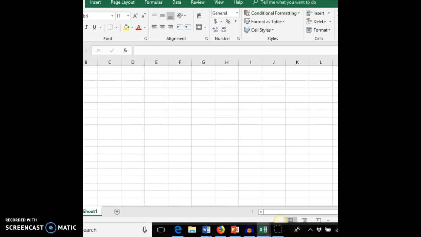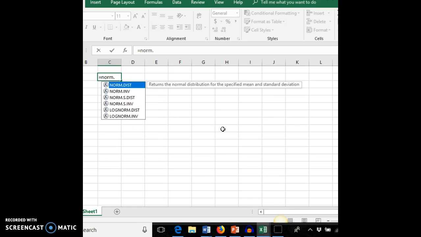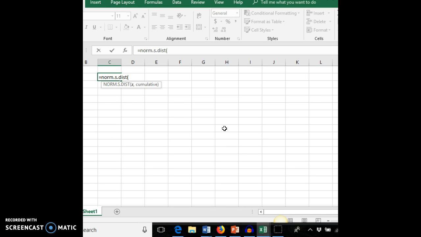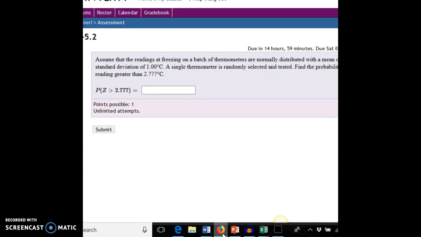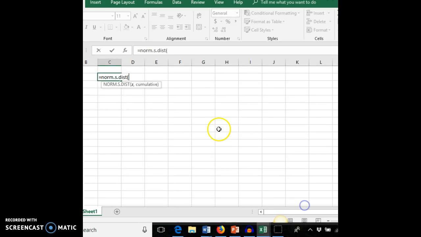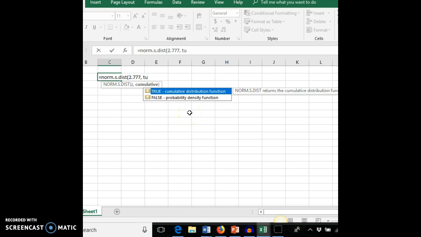So I'm just going to go to Excel. And here's how we do that. All right, so we're just going to say equal, and the command that we're going to put in the box is norm.s.dist, normal standard distribution. And it calls for the z-value, which was 2.777 as I recall. Let me go back just to be sure. Yeah, 2.777. And the second thing we need to put is just true, and then close those parentheses.